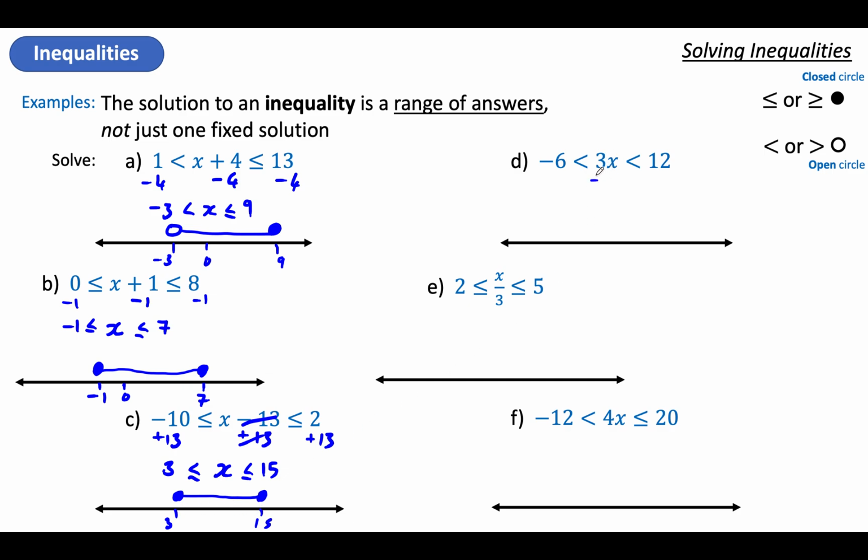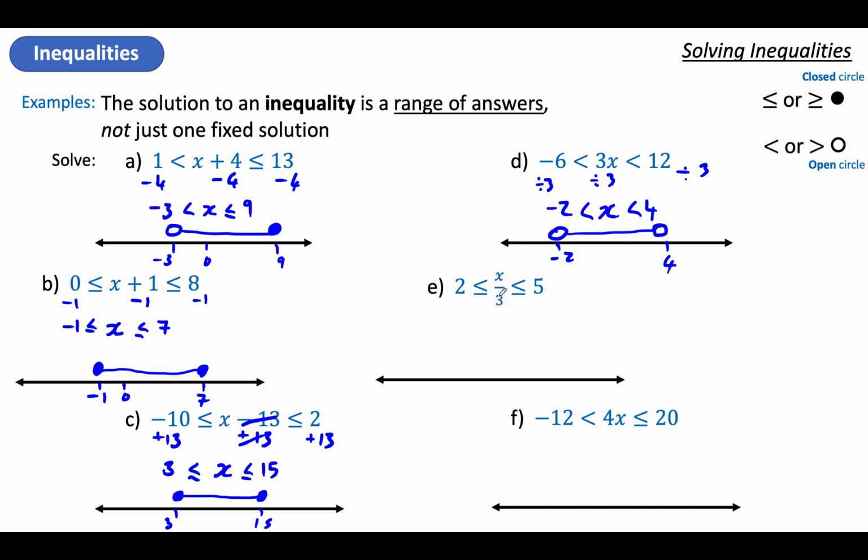This one, 3x, so we divide by 3 because we don't want 3 of them, we only want 1. But do it to all the sections. -6 divided by 3 is -2. 3 divided by 3 just leaves 1x on its own. 12 divided by 3 is 4. So there's your inequality. And the bottom boundary is -2. The top boundary is 4. You need open circles because there's no equals and a straight line between them.